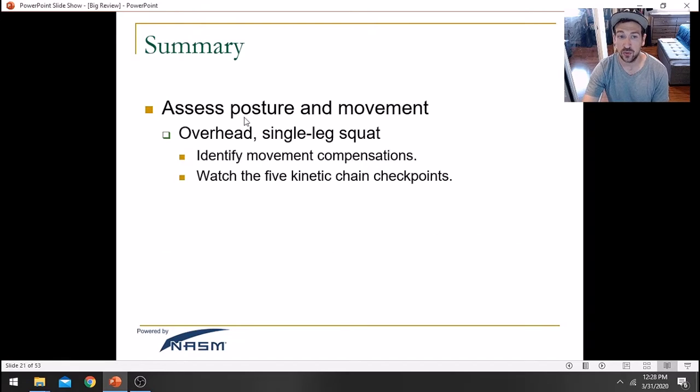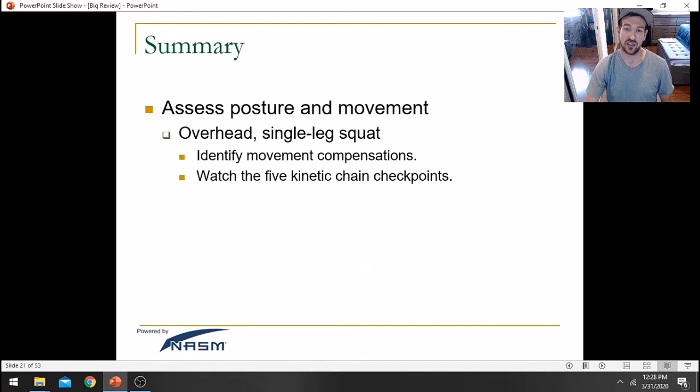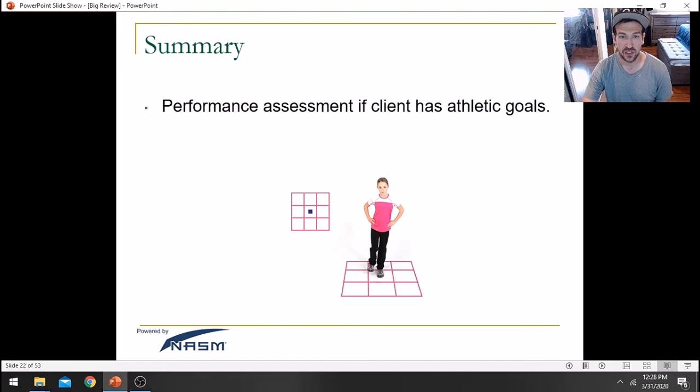We are going to do posture assessments as well, like the overhead squat assessment. That's a really big one, and the single leg squat assessment. And that's going to identify any movement compensations that we happen to have. If you see that your client has knees caving in, we know that that's a movement compensation. They should be able to squat without their knees caving in. So they have overactive adductor muscles and internal rotators.